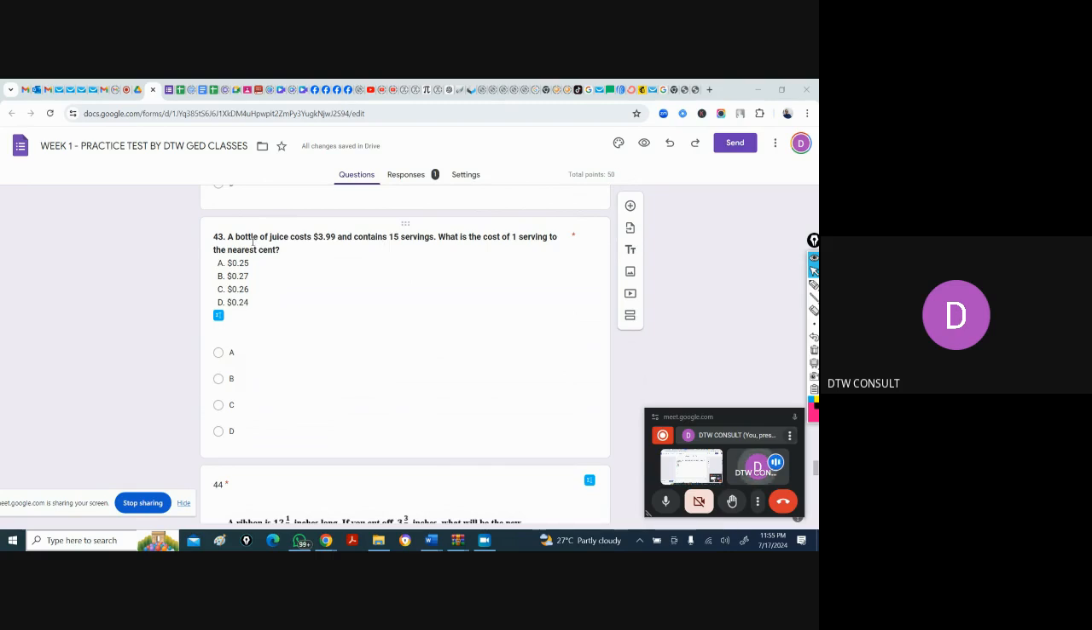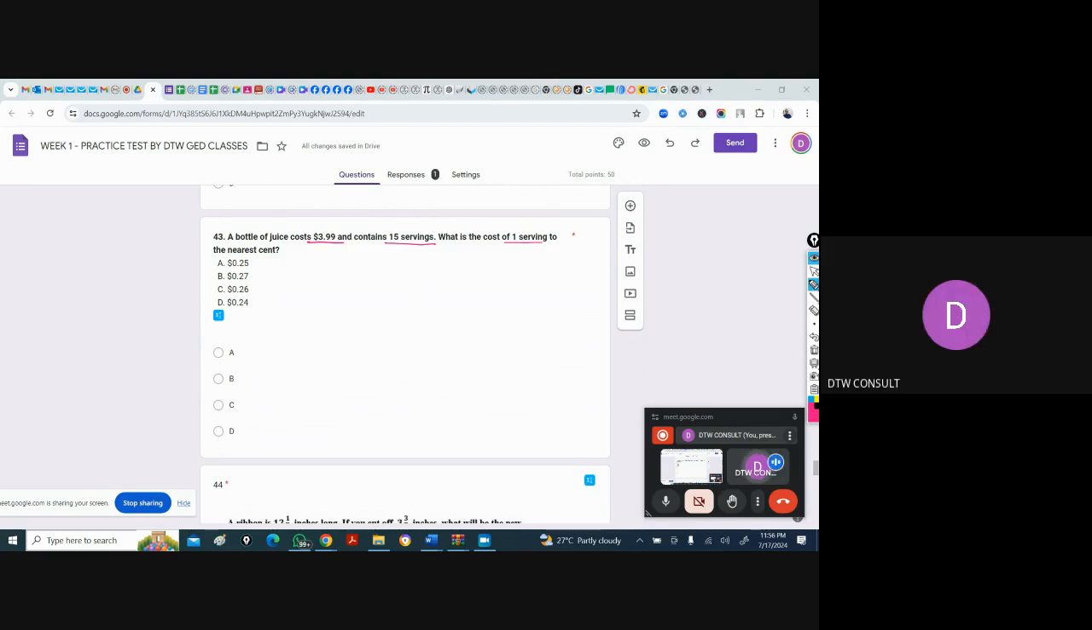So this says a bottle of juice costs $3.99 and contains 15 sevens. What is the cost of 1 seven to the nearest cent? So a bottle of juice, $3.99, contains 15 sevens. So we want to know the cost of 1 seven. So that would be what? Which operation are we going to use to find the cost of 1 seven? Which one do you do?